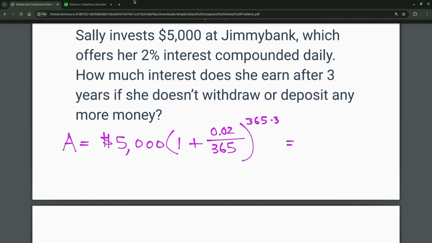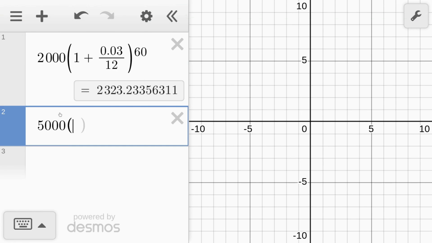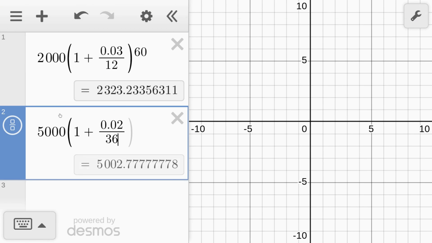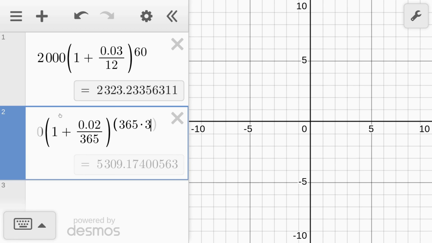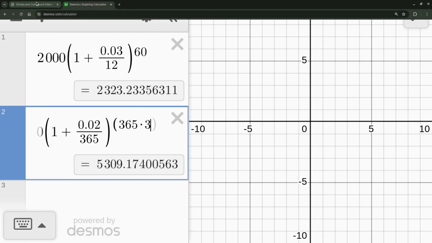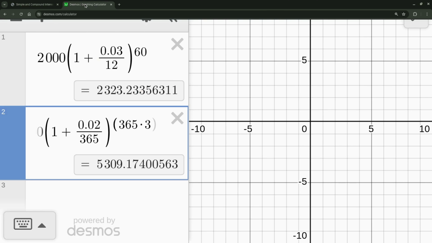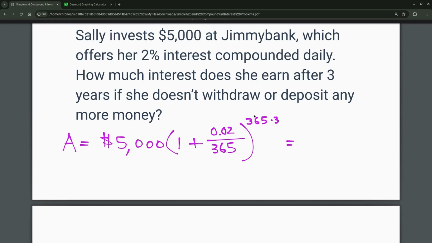Okay, so let's go over to our Desmos. So we got 5,000 times 1 plus 0.02 divided by 365. And we're raising that to the 365 times 3 power. Let's just make sure I got all that right. Yep, looks like it did. If I didn't, I'm sure someone will call me out in the comments. Okay, so we've got $5,309.17 for the total amount.